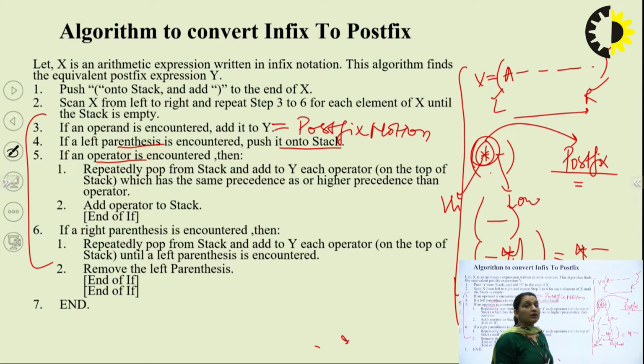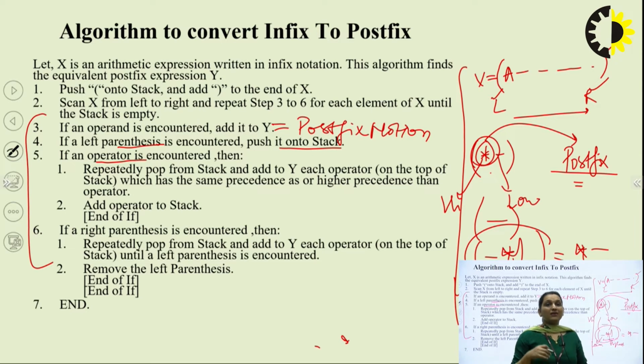If we have a lower priority operator and then we have a higher priority one, we have to wait until we get a right parenthesis there. When the bracket is complete, with the right parenthesis and left parenthesis both there, we will pop and write in a right to left manner. We will write the multiplication and then the minus. So this is the algorithm for infix to postfix.